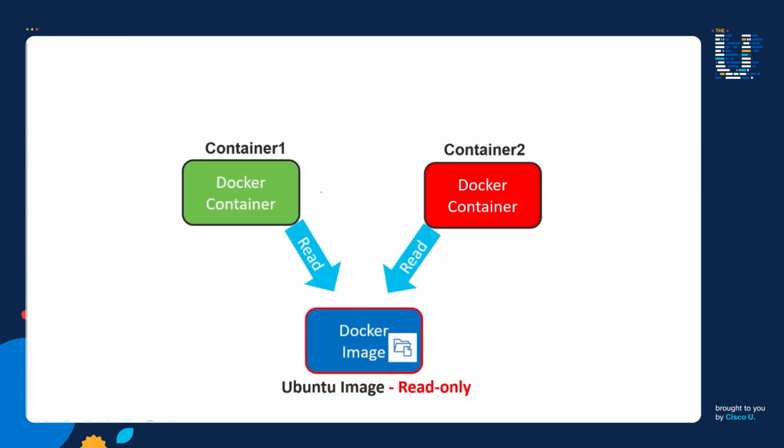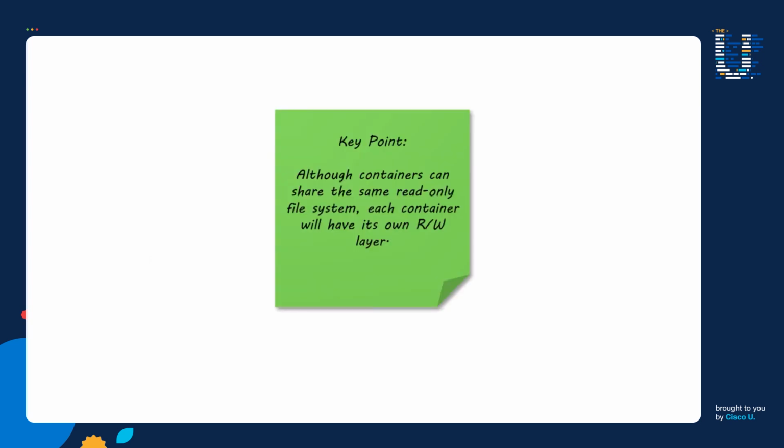So this image right here depicts our current setup. Container 1 and container 2 are still sharing the same read-only file system, the Ubuntu image, but we attached into container 1. We created the hello Uncle Bob file. We can see that file within container 1. However, when we attach into container 2, we don't see that file. So this begs the question, if container 1 and container 2 both share the same read-only file system, how can they have their own unique files and folders within their respective container? And that's where something called the read-write layer comes into play. So although containers can share the same read-only file system, each container is gonna have its own unique read-write layer.